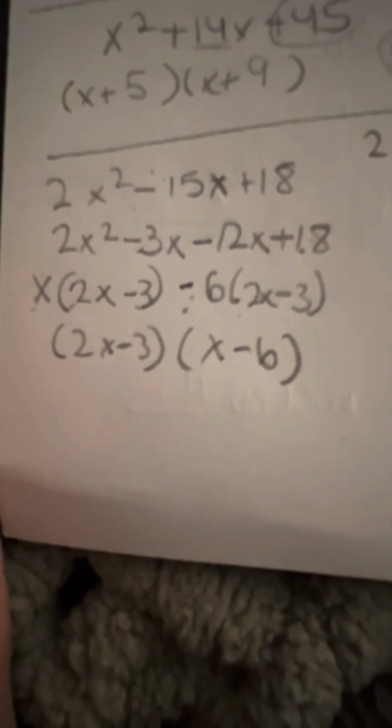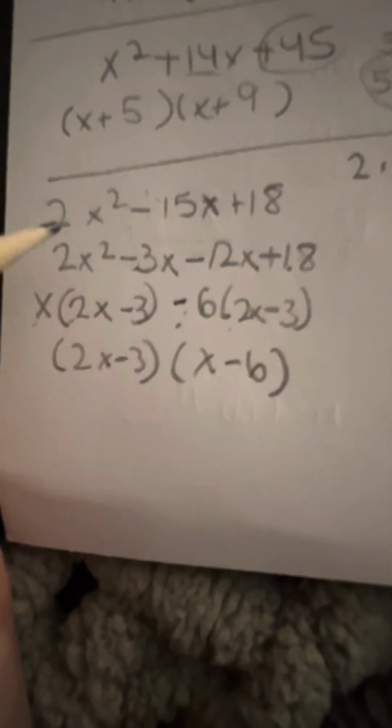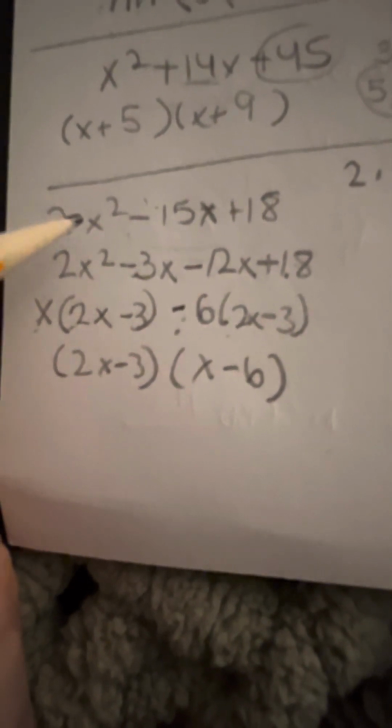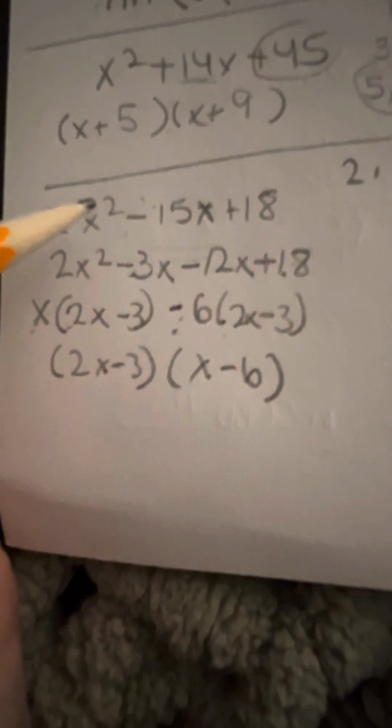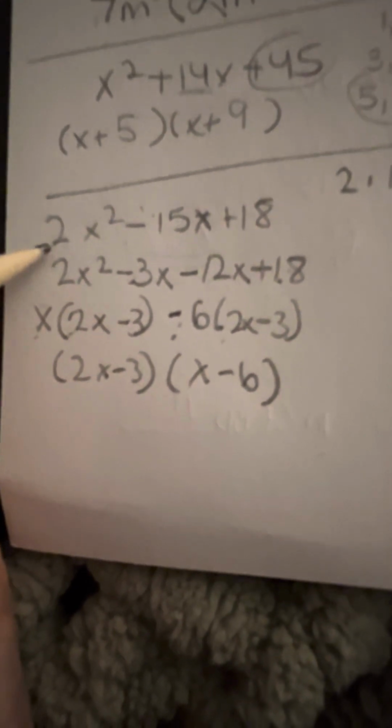So notice that there's a 2x minus 3 here, and there's a 2x minus 3 here. So since they both have that same thing, we're going to use that as one of my factor sets for my binomial. And then the x minus 6 that we have on the outside here is going to be my other set of binomials. So that would be how you factor something where you have a variable of x squared, or whatever the square value is, with a coefficient that is not 1.